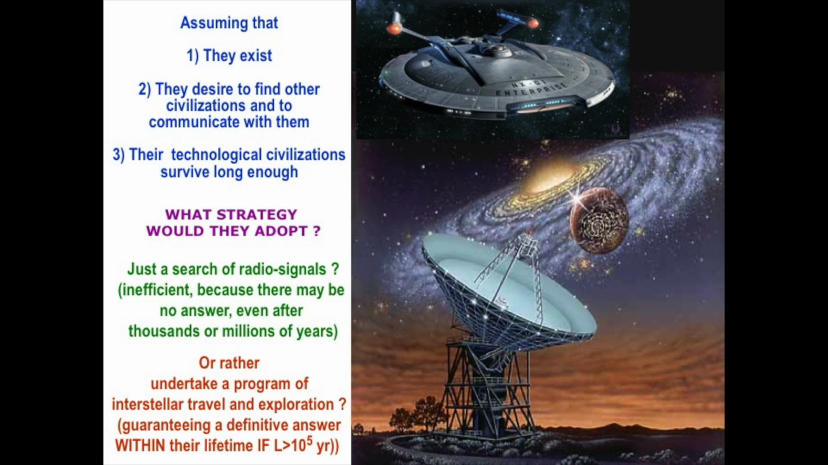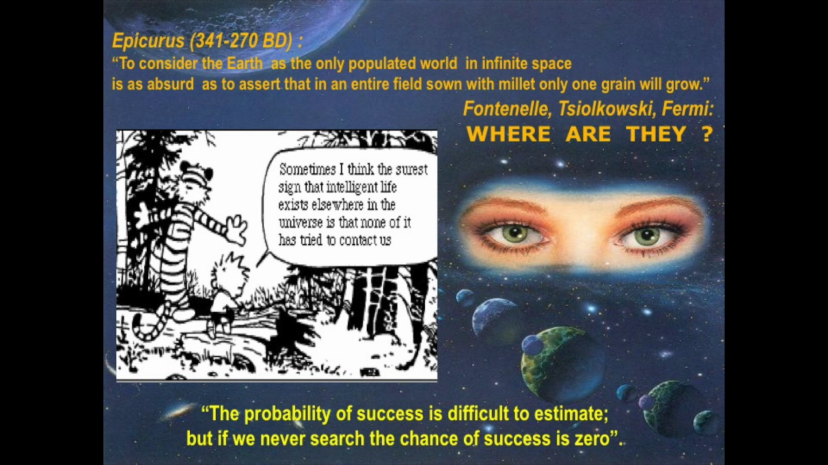So, to come to this last diagram, the quest for extraterrestrial intelligence is not far away from the point of view, for intelligence, not for life, of the ancient Greek philosophers. In fact, those guys have said about everything, we could say. They have thought about everything. So Epicurus, three centuries before Christ, said that to consider the Earth as the only populated world in infinite space is as absurd as to assert that in an entire field sown with millet, only one grain will grow. This is more or less the argument today.